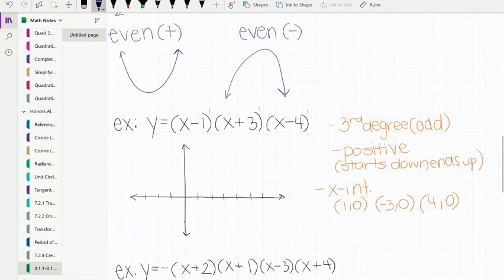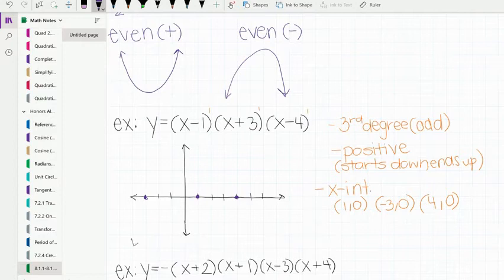So the first step now that we have all that information is let's go ahead and plot our x-intercepts. We have an x-intercept at 1, 0, at negative 3, 0, and at 4, 0. Now I'm going to think back to that whole even, odd idea. We know it's an odd degree and we know it's positive, so I know that it's going to start down and end up. The other thing we know about x-intercepts is that it's where the graph crosses through the x-axis. So it has to cross through all those x-intercepts.